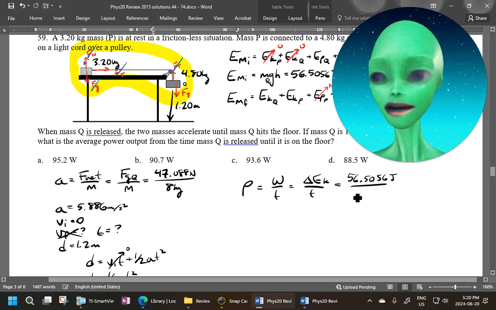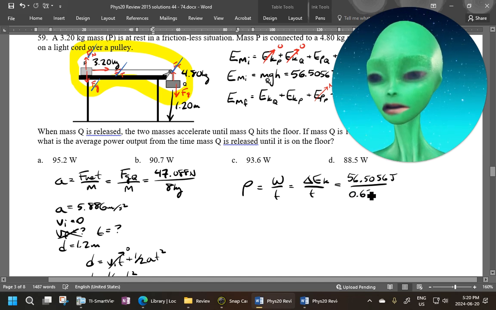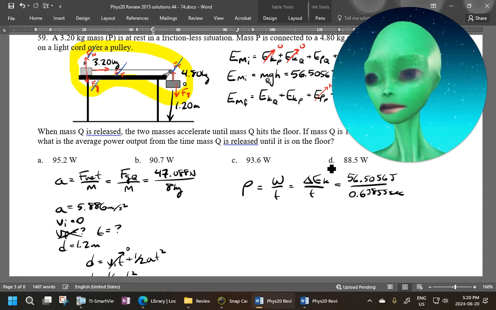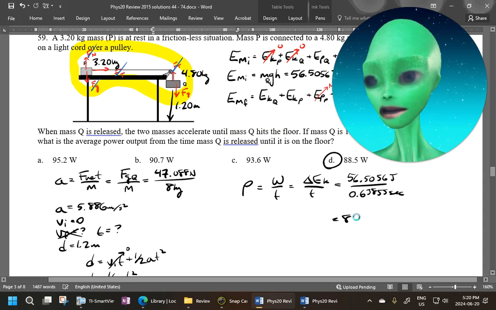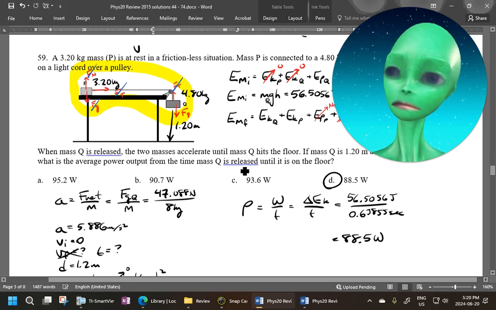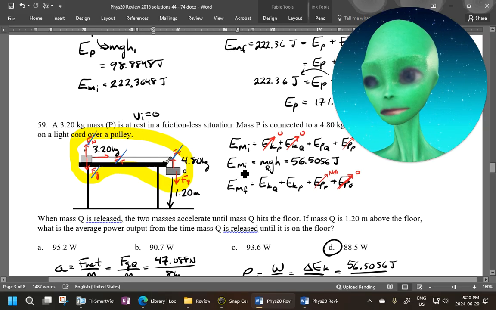And I'm going to divide it by this 0.63855 number. And I hope I get the right answer. Oh, I got 88.5, so there's something. So we got 88.5 watts.